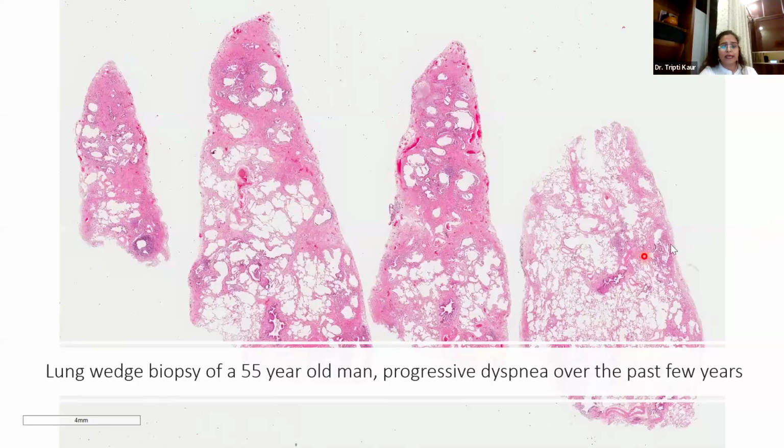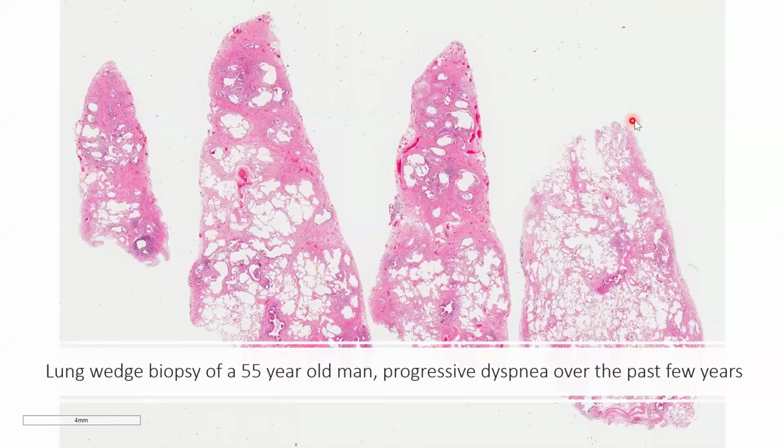So now we come to a case, a 55-year-old man presenting with progressive dyspnea over the past few years. Anybody would like to take it up? You want to explain what you're seeing? Okay, I'll tell you the findings, and I'll ask you the diagnosis. Yes, can I take it?